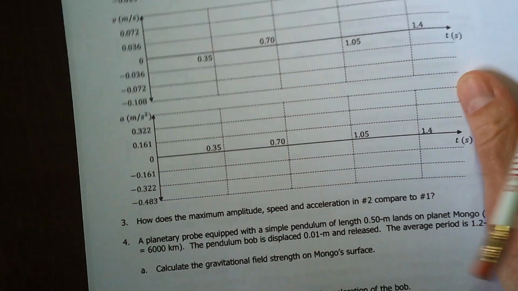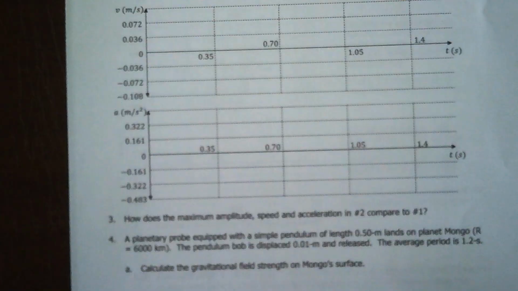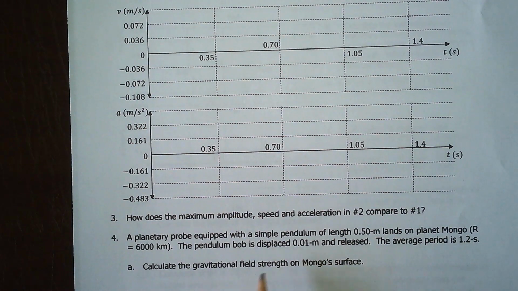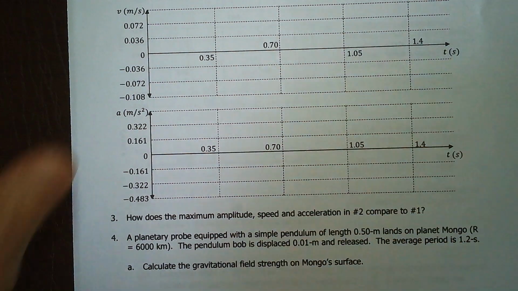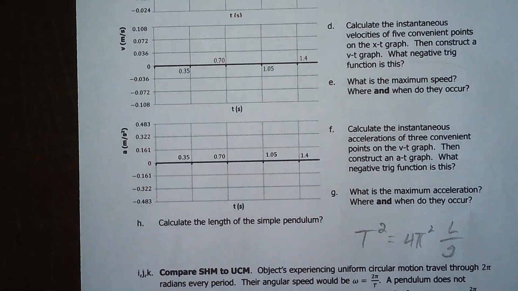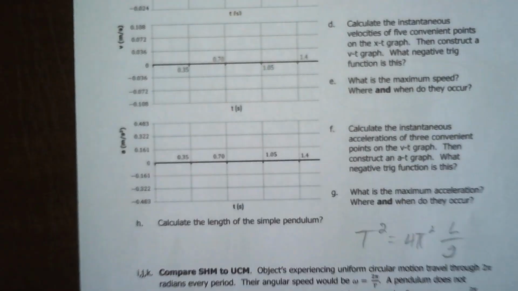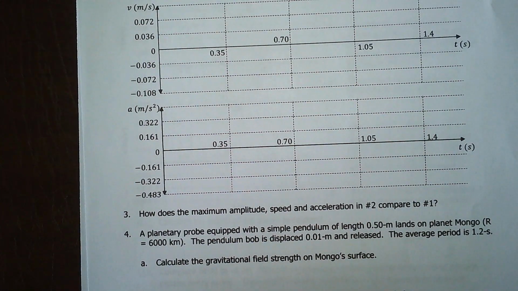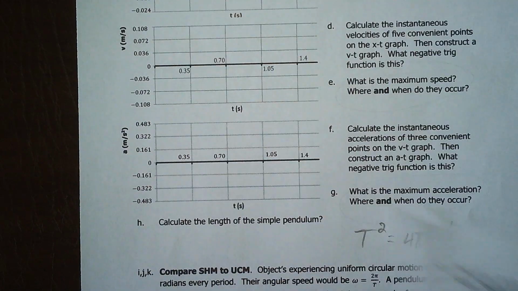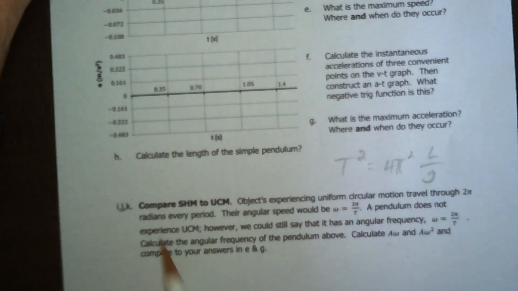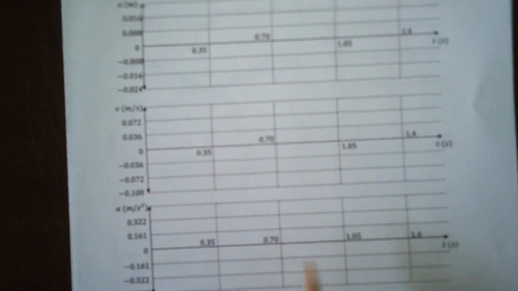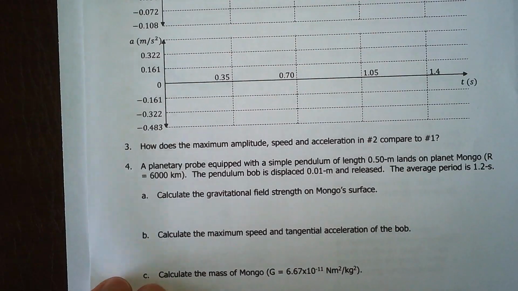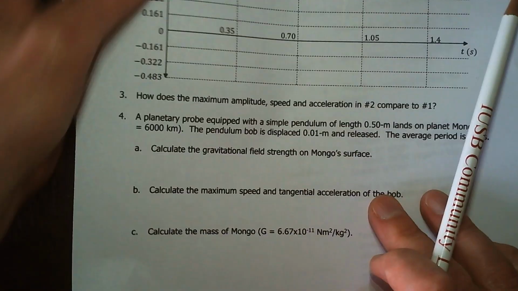Okay, and then number 4, a planetary probe equipped with a simple pendulum. All right, so this one here, you're going to be using this idea of T squared equals 4 pi squared L over g, because you're going to calculate the gravitational field strength. You need to find the maximum speed and tangential acceleration of the bob. Your hint is down here. And you want to find the mass of Mongo.